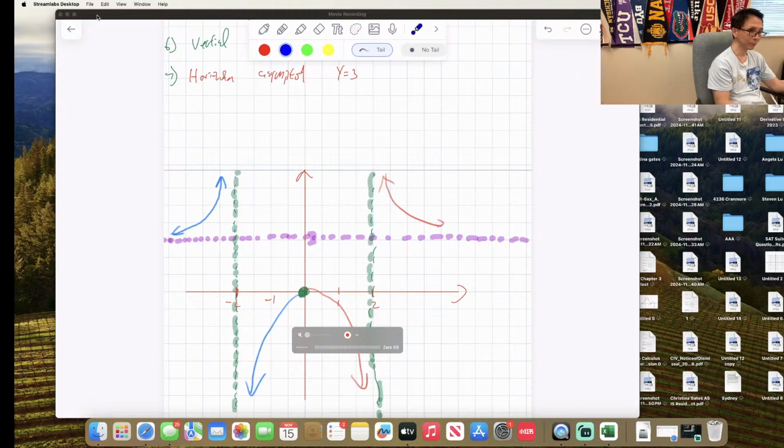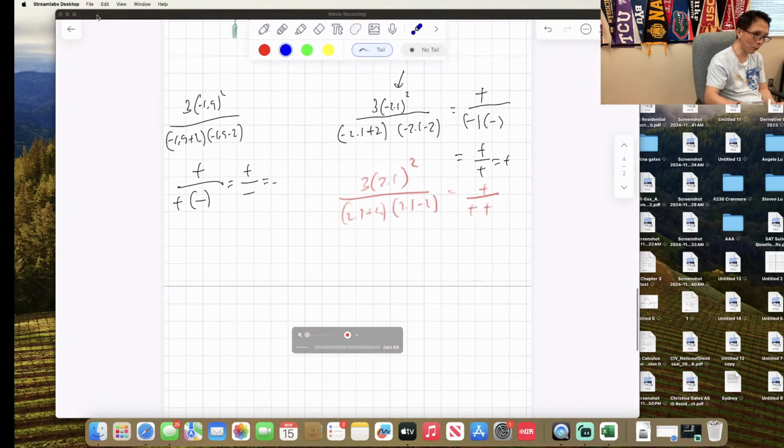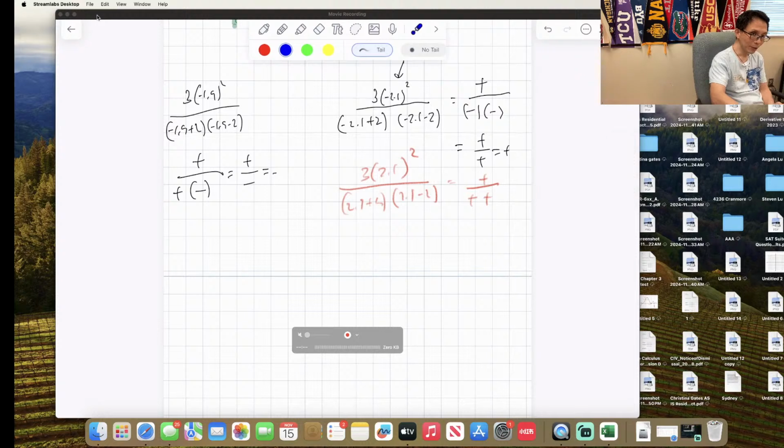Is that okay? Okay, so I'm going to ask you to do a simple one, not going to be complex. So this is the f of x here.